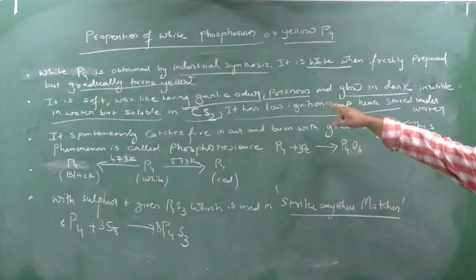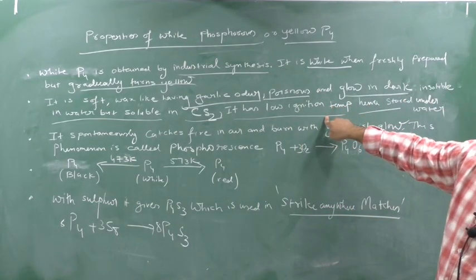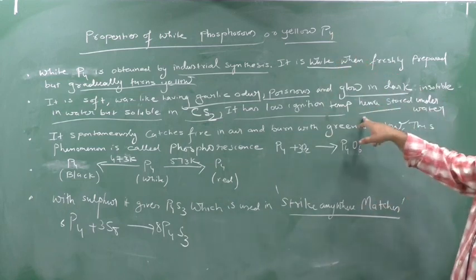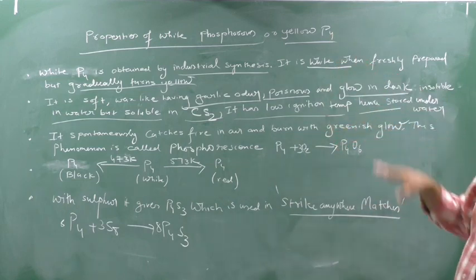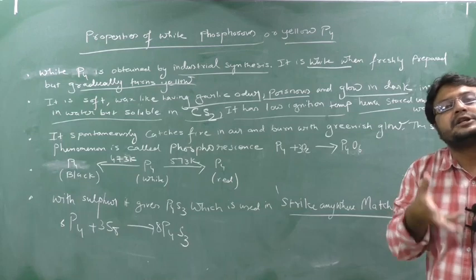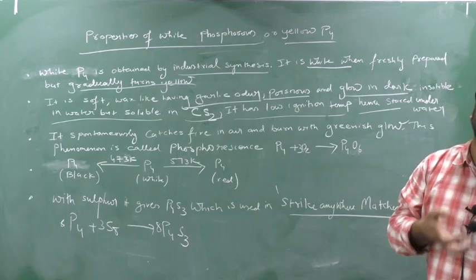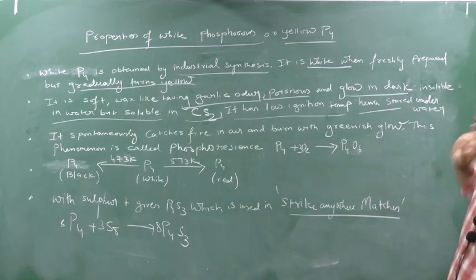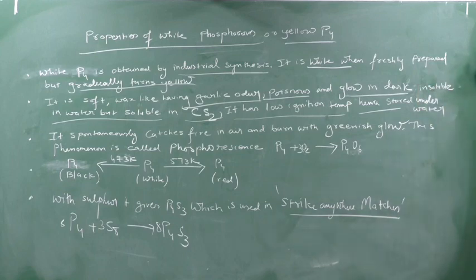To remember this: white phosphorus has a low ignition temperature, hence it is stored under water. Because of the low ignition temperature, it reacts with oxygen and burns. That's why it is stored under water. So the first point is that freshly prepared white phosphorus is white in color, but after some time it will turn yellow.